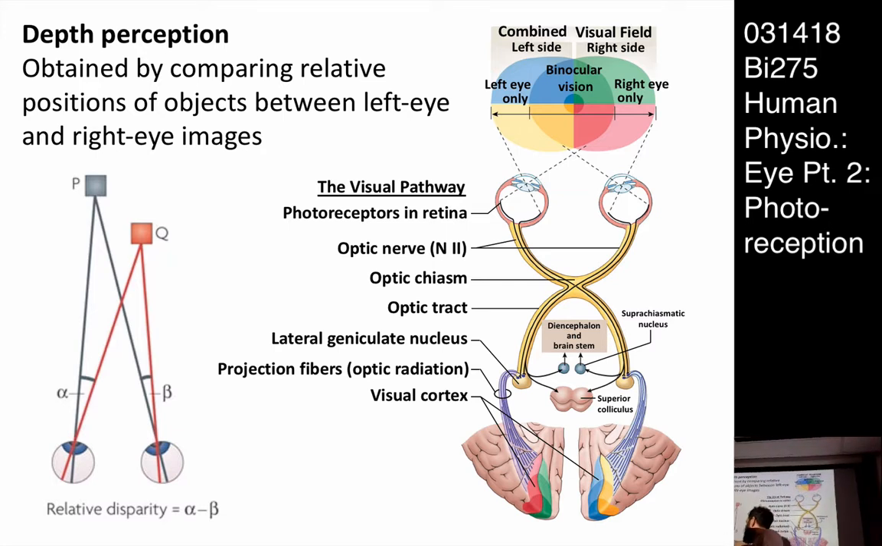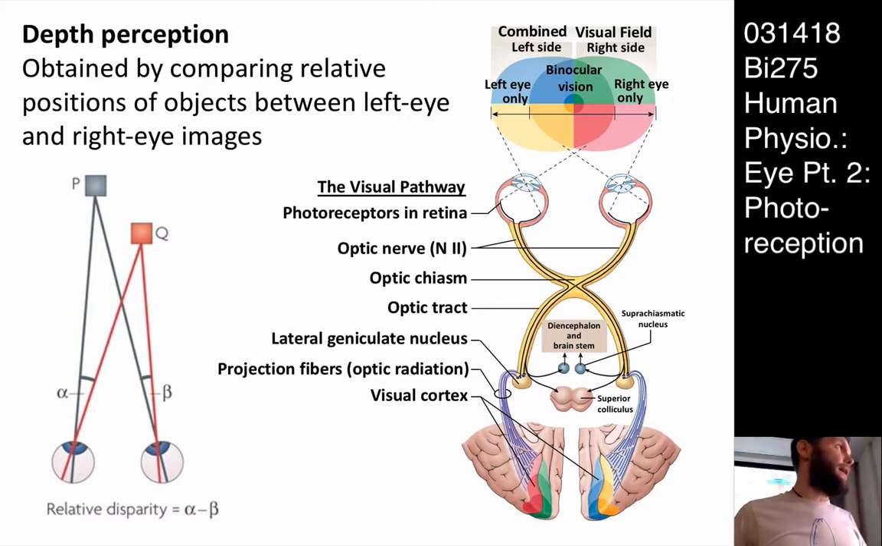So here we have, this is just showing the physics of how that works. The incident angle between two objects compared from the right versus the left eye.